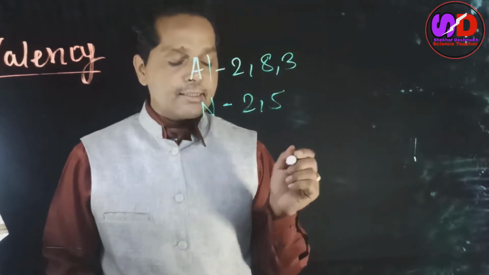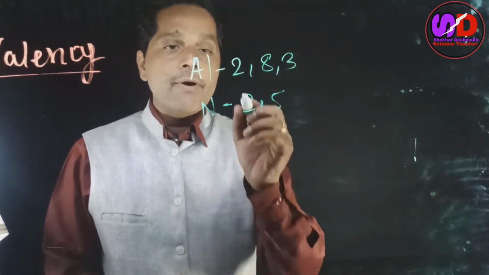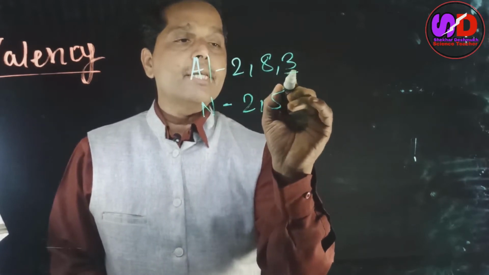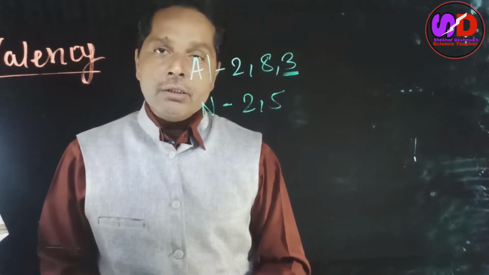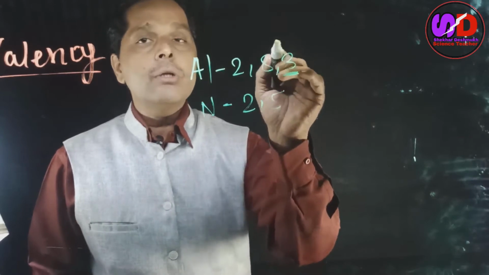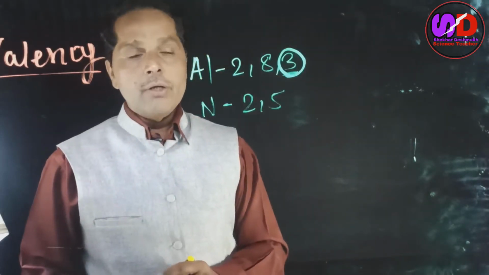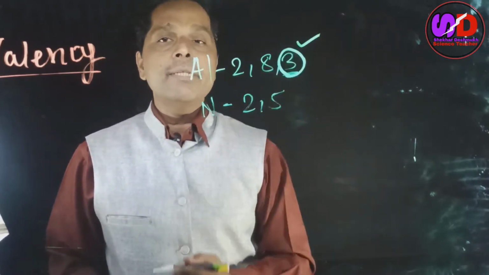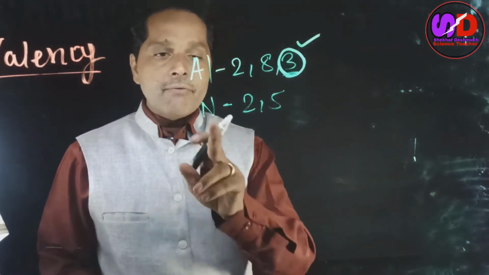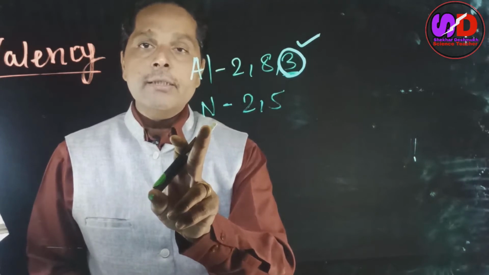In this case, the valency of aluminium is 3 because it is easy to donate 3 electrons than taking 5 electrons. Therefore, the valency of aluminium is 3. But the valency of nitrogen is how much?